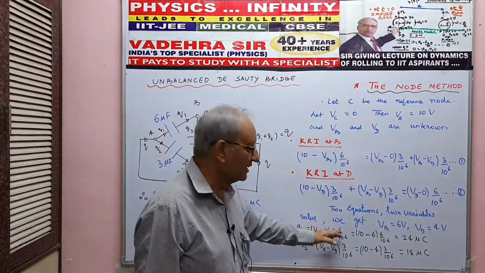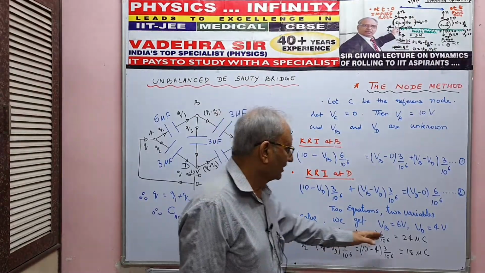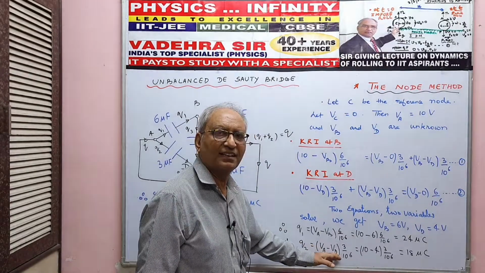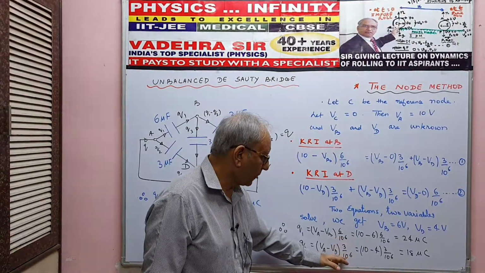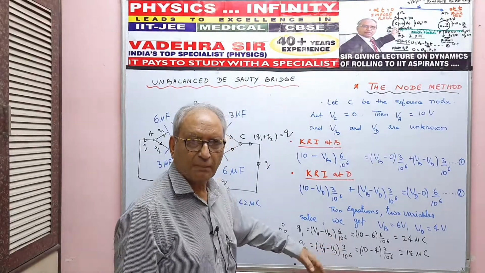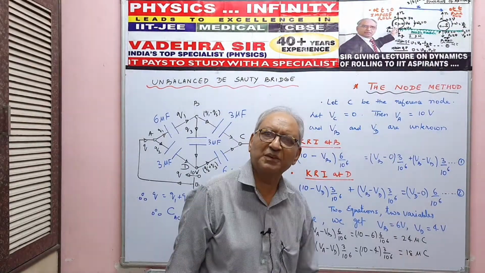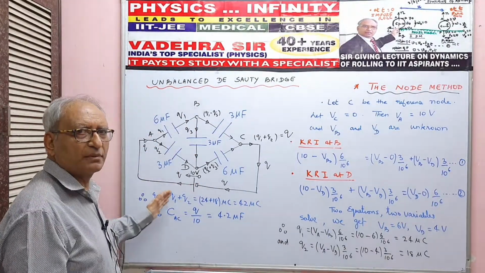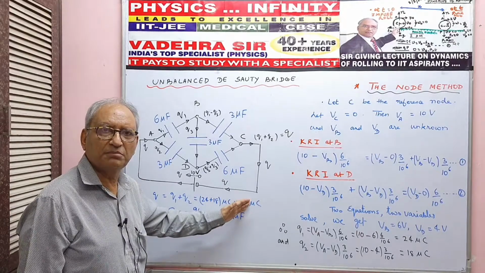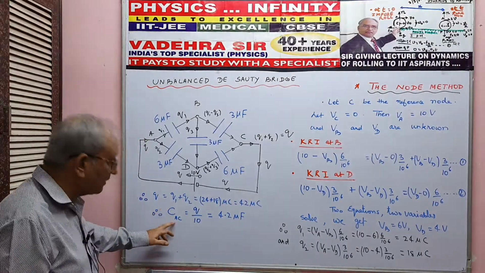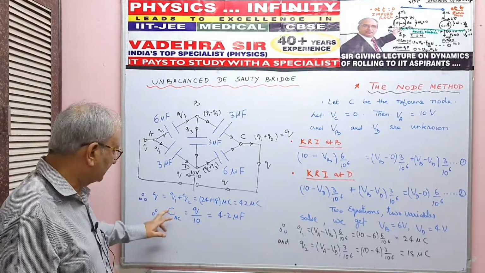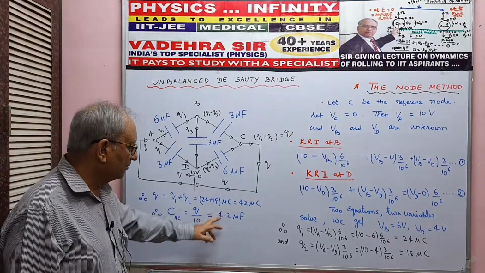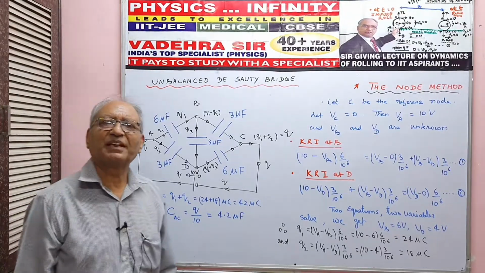So I want to find Q1. So (VA minus VB) into 6 microfarad. That comes out 24 microcoulomb. I want to find Q2. (VA minus VD) times 3 microfarad, that is 3 upon 10 to the power 6. I get 18 microcoulomb. So total charge pushed by the cell is Q1 plus Q2, that is 42 microcoulomb. And then what is the effective capacitance? Effective capacitance, CAC, Q over 10, so that will give me 4.2 microfarad.